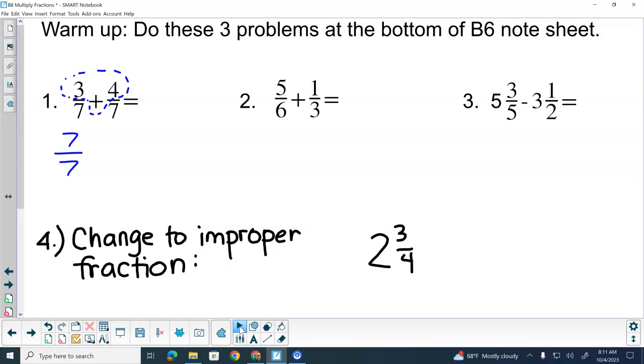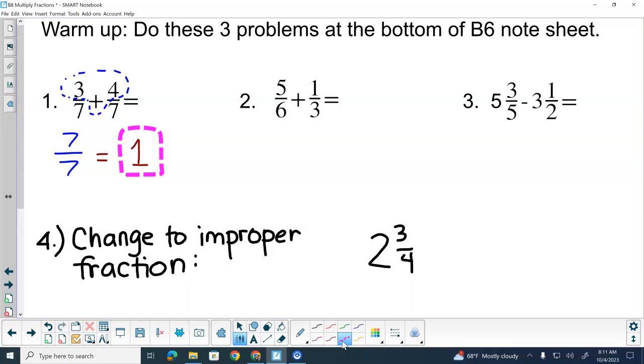Do I like 7 over 7? Why not, Lasha? We can make it 1, right? Because it reduces. 7 goes into 7. So we can reduce this to just 1. Reduce that to 1. Okay? See what I mean? You had the 7 over 7. I didn't see the 1. I erased it. Oh, okay. All right. Yeah. We always want to reduce our fractions.